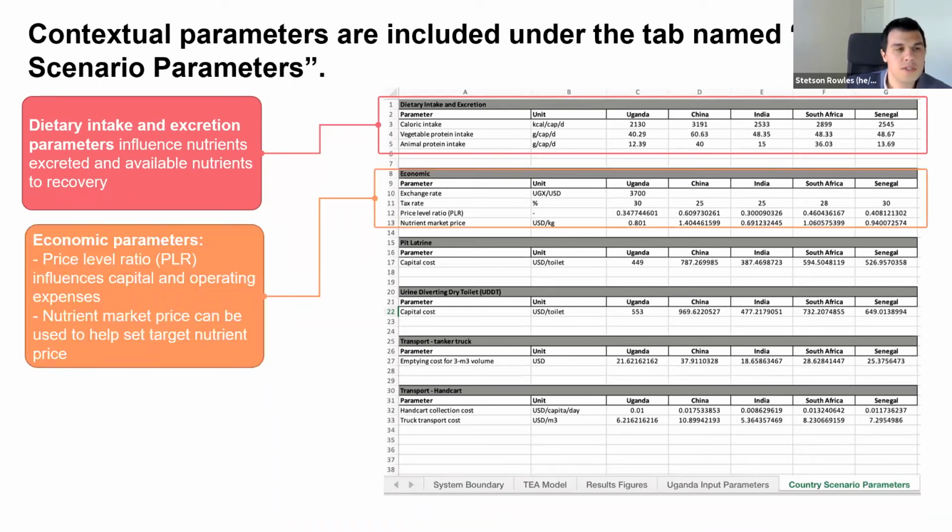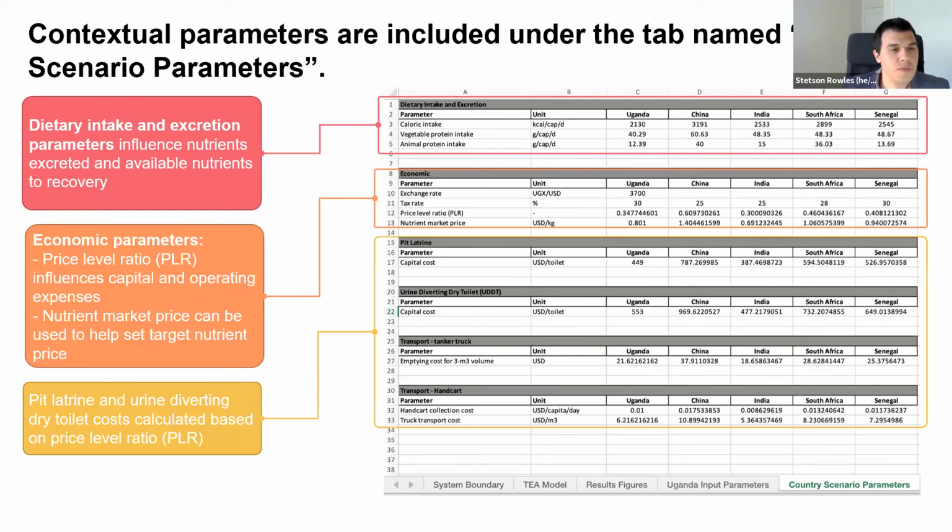Next, please. The next here is economic parameters. And some of the important ones here that we're going to be looking at are price level ratio. And this will influence the capital and operating expenses, and then also the nutrient market price, which can be used to help set the target nutrient price. Next, please. And then the final ones here, the four listed, are specific to the pit latrines and the urine diverting dry toilets. These are the costs that are calculated based on the price level ratio.